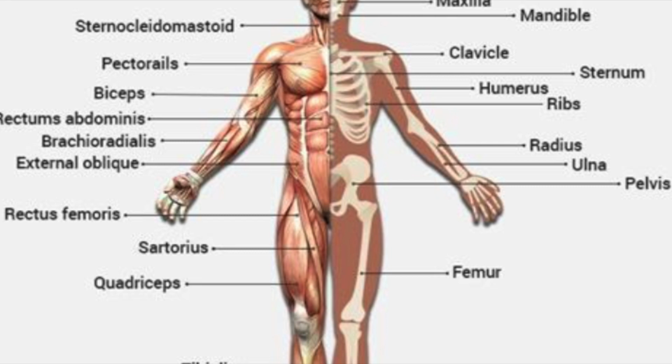Libman-Sacks endocarditis, nonbacterial verrucous thrombi, is usually on the mitral or aortic valve, and can present on either surface of the valve.